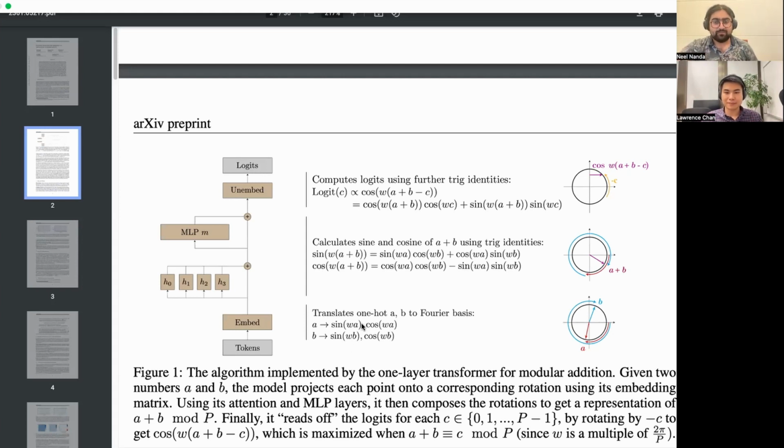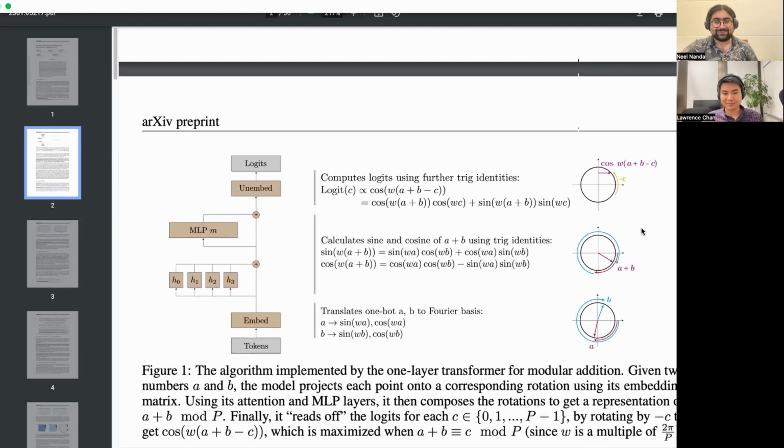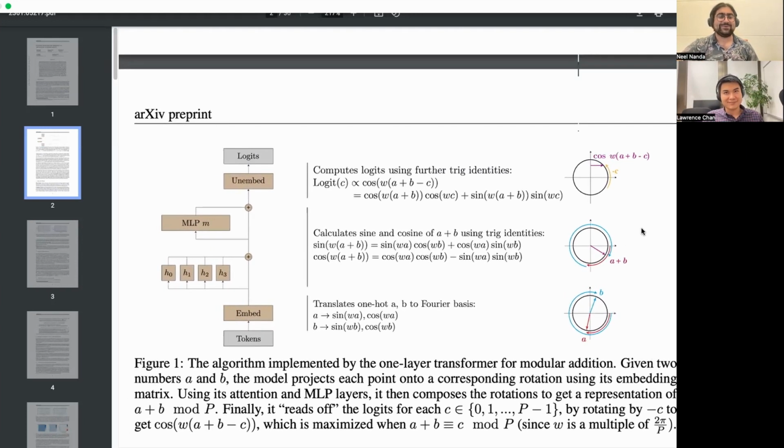Just to recap the high level of the algorithm: a lookup table mapping A and B to these trig terms, MLP activations and a bit of attention multiplying them to get A plus B, and then the neuron to logit map converts them to cos W(A+B−C), and the softmax just looks up the correct C. Staring at the weird alien language inside the models, it's so fun. Would highly recommend.